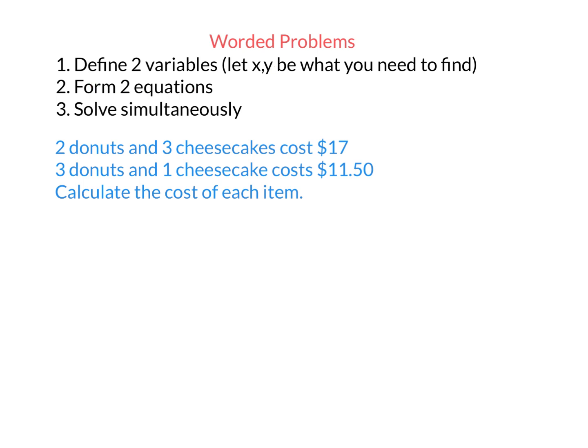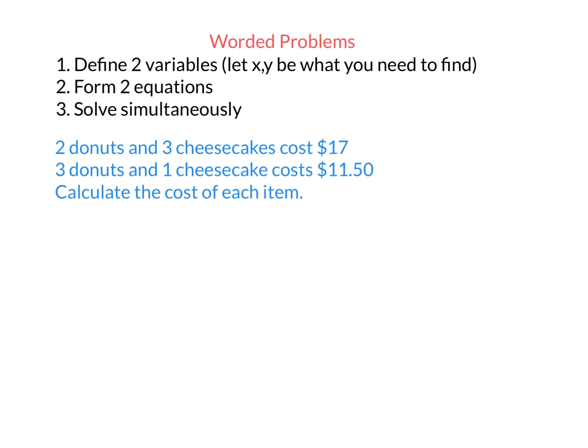Then you need to form two equations and then solve simultaneously. So use elimination, substitution, whichever's easiest. So for example, let's say 2 donuts, 3 cheesecakes cost $17. 3 donuts, 1 cheesecake costs $11.50. Calculate the cost of each item.